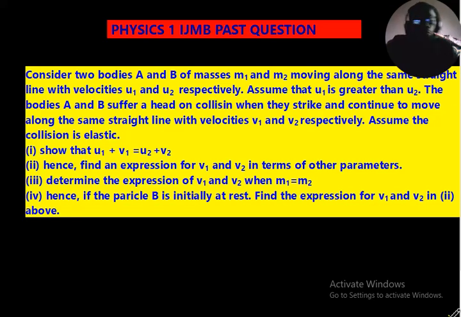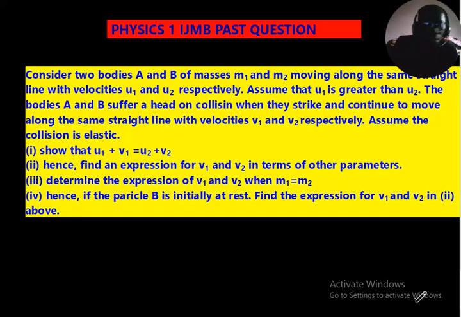Okay, consider two bodies A and B of masses m1, m2 moving along the same straight line with velocity u1, u2 respectively. Now assume that u1 is greater than u2. The bodies suffer a head-on collision when they strike and continue to move along the same straight line with velocity v1 and v2 respectively. Assume the collision is elastic.